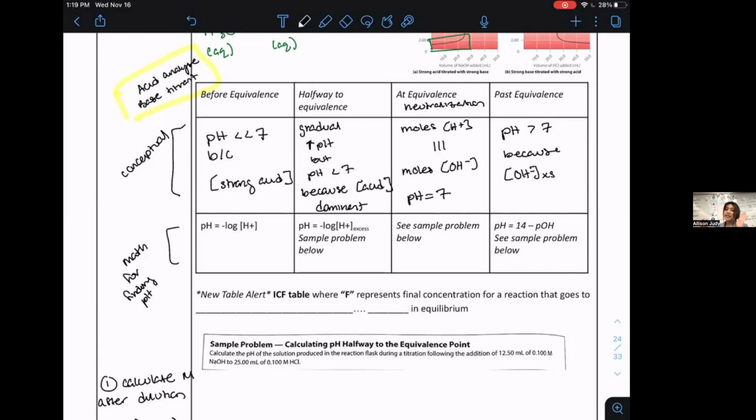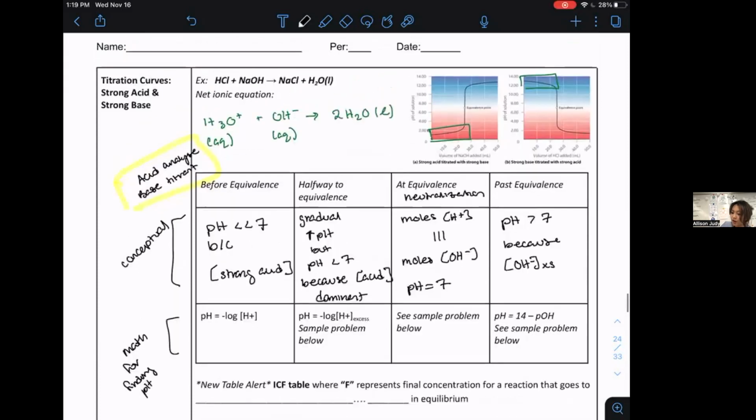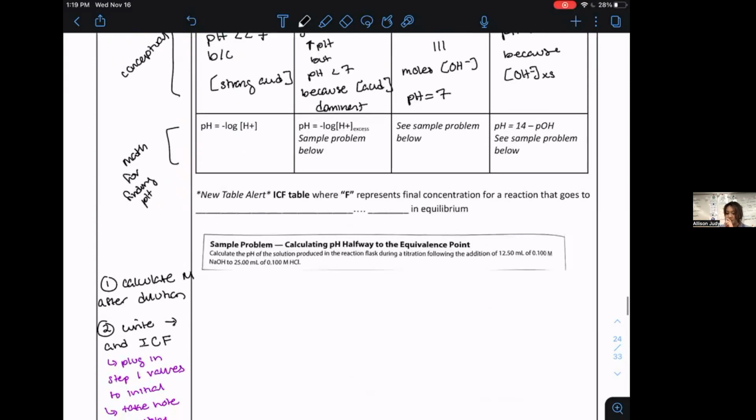Okay, so there is going to be a new table I introduce here, because notice strong acid, strong base reactions are never in equilibrium. They're not in equilibrium. So we're not going to use an ICE table to determine the change. We're going to use what we call an ICF table. It's initial, change, final. That helps us determine the excess. Equilibrium is initial, change, at equilibrium. That's the only difference. But this is a new table. Okay, so it represents the final concentration for a reaction that goes to completion, but is not in equilibrium, okay?